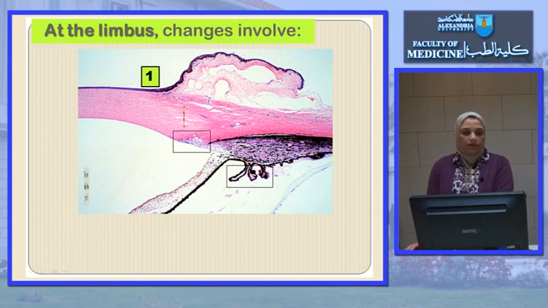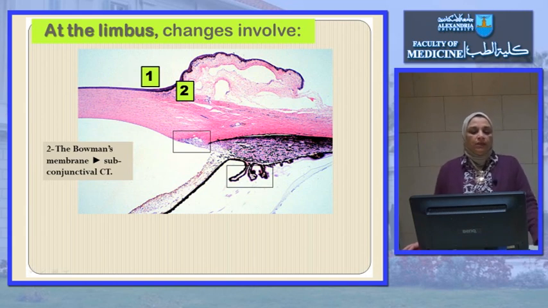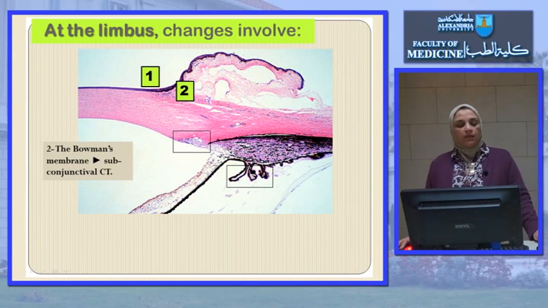What about the second layer? The second layer is called Bowman's membrane. You know, under the epithelium there is Bowman's membrane. This Bowman's membrane will stop abruptly. Why will it stop abruptly? Because it will be replaced by subconjunctival connective tissue. So now the epithelium and Bowman's membrane are replaced by the epithelium of the conjunctiva covering the sclera. Which part of the conjunctiva? We call it bulbar conjunctiva, which covers the sclera in the front of the eye, and the Bowman's membrane will stop and be replaced by subconjunctival connective tissue, as you can see.